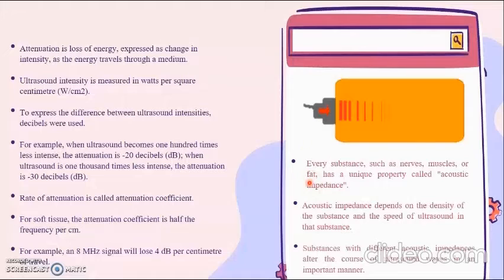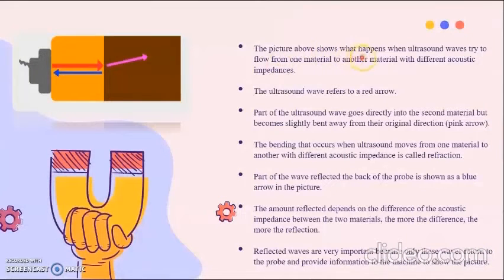Okay, based on the diagram above, every substance such as nerve, muscle, or fat has a unique property called acoustic impedance. Acoustic impedance depends on the density of the substance and the speed of ultrasound in that substance. Substances with different acoustic impedance alter the course of the ultrasound wave in an important manner. The picture above shows what happens when an ultrasound wave tries to flow from one material to another material with different acoustic impedance. The ultrasound wave refers to the red arrow.